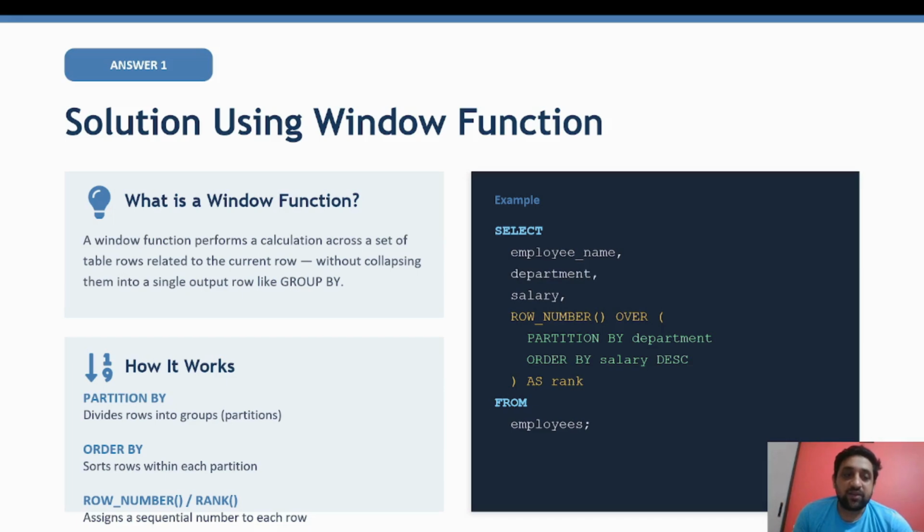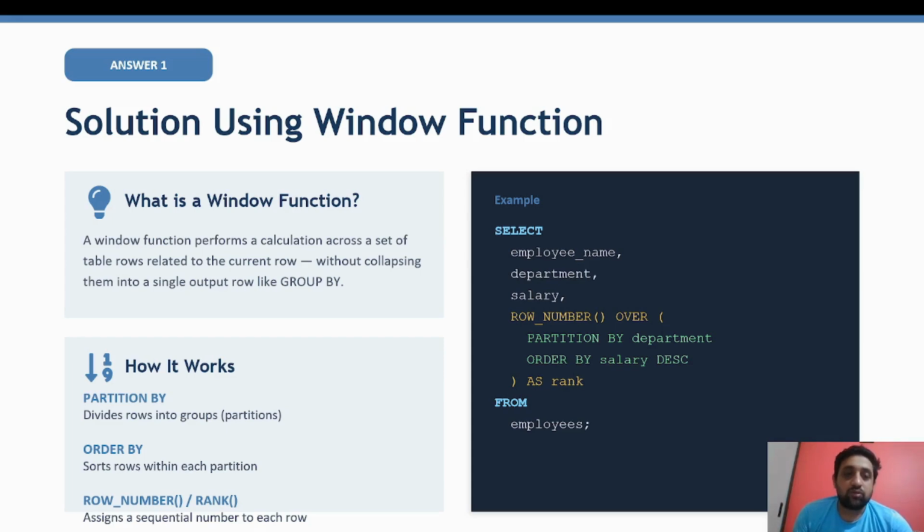This is exactly where window functions come in. A window function lets you perform a calculation across a related set of rows, but it does not collapse those rows. Every single row stays visible in your output. Think of it like looking through a window. You can see everything, nothing disappears.